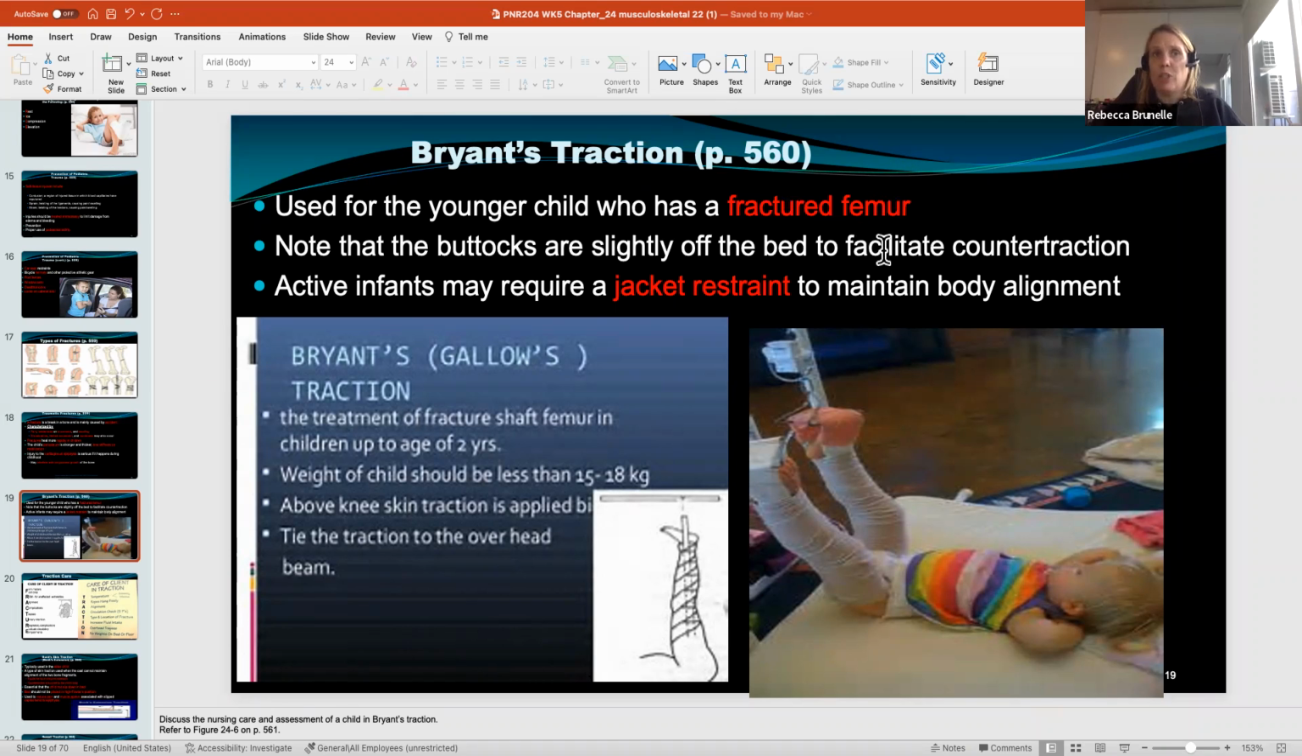And it's for femur fractures. And this is a picture of it here, where their legs are elevated in the air. And you can kind of see, I mean, you can't really see, but their butt is a little bit off the bed. So they're not flat. You're pulling their legs up to the point that their butt's a little bit elevated. And they might need a jacket on so they can't pull at stuff. This is going to be younger kids up to 30 pounds, so you don't want them moving with their pulley system or their weights or anything like that. So you might need to restrain them with a jacket.